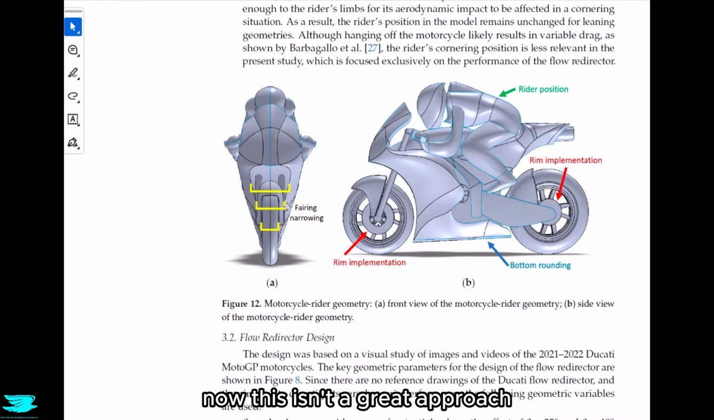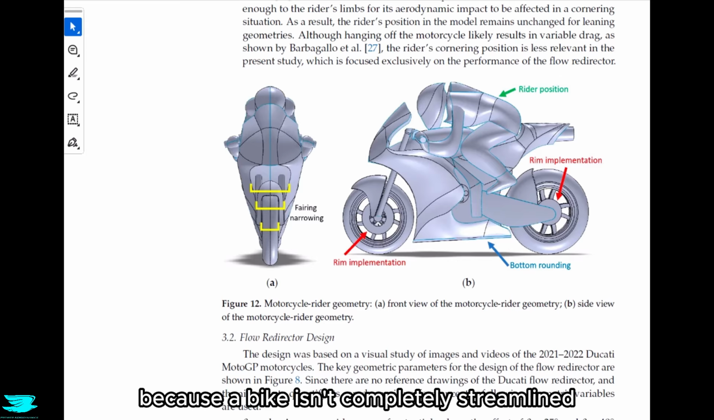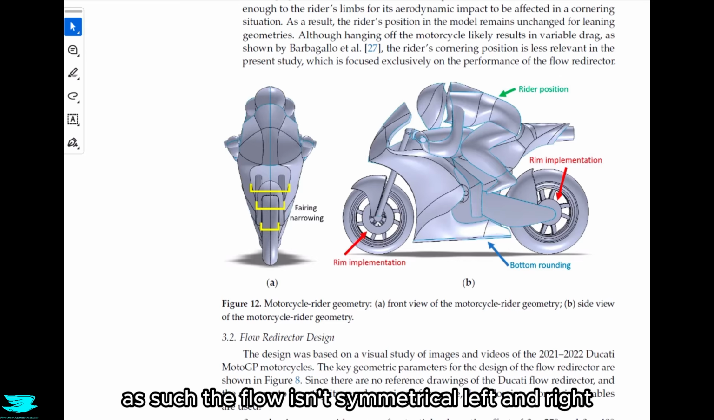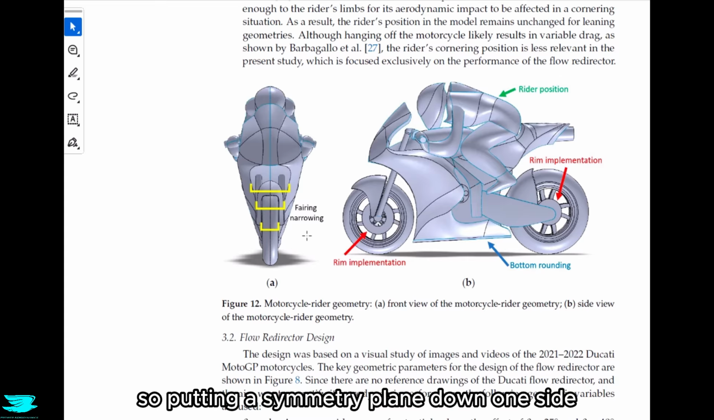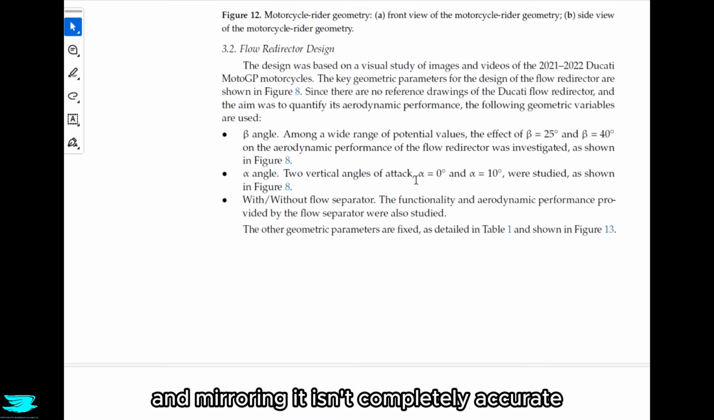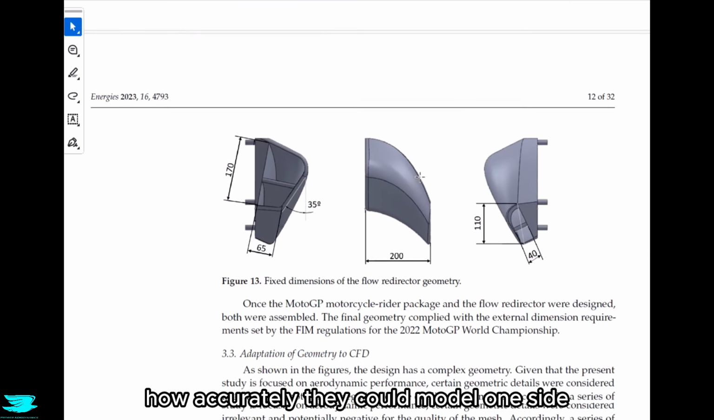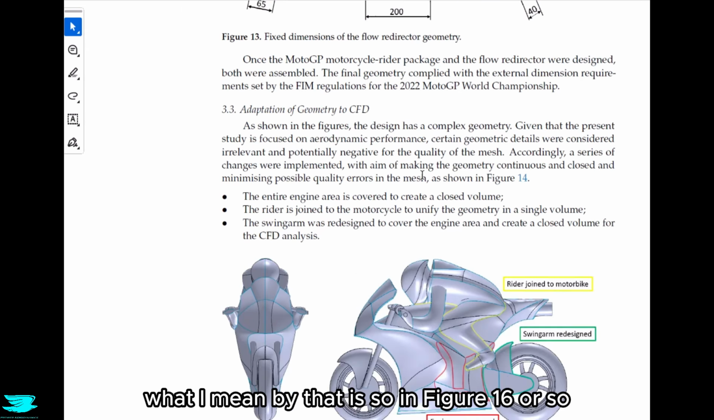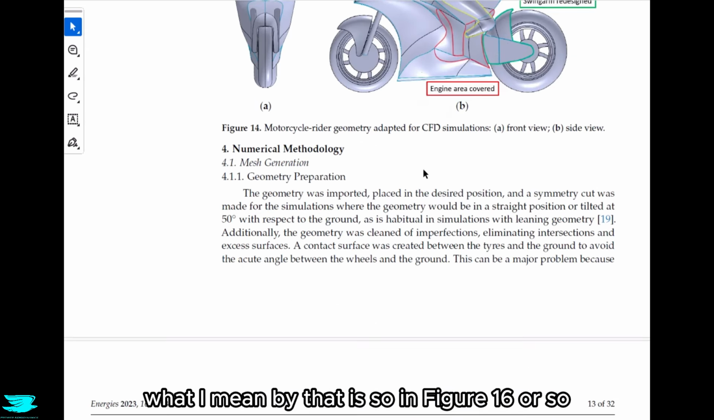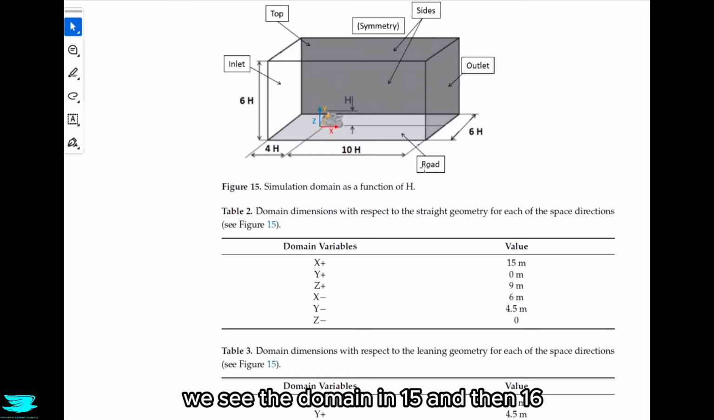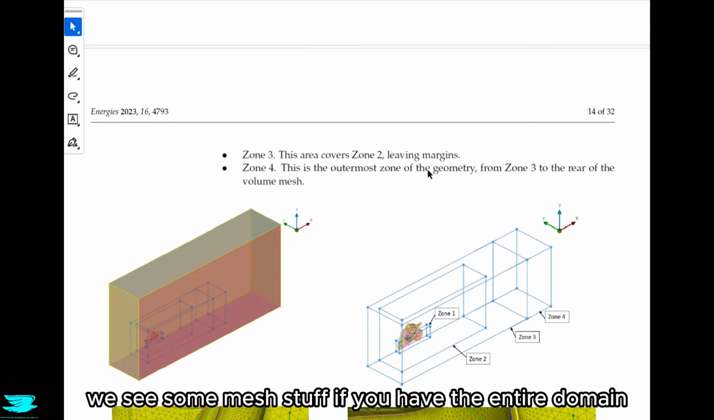Now, this isn't a great approach because a bike isn't completely streamlined. As such, the flow isn't symmetrical left and right. So putting a symmetry plane down one side and mirroring it isn't completely accurate. But the reason they did this was to increase how accurately they could model one side. What I mean by that is, in figure 15 we see the domain, and in 16 we see some mesh stuff.